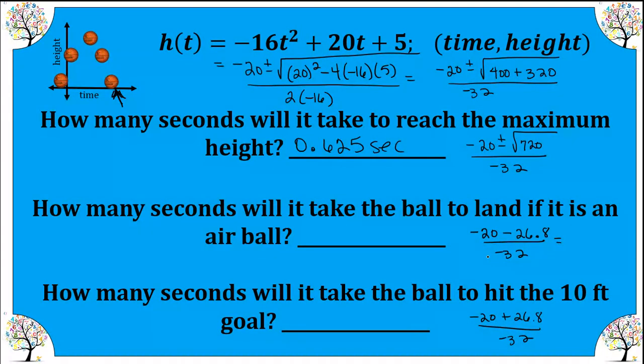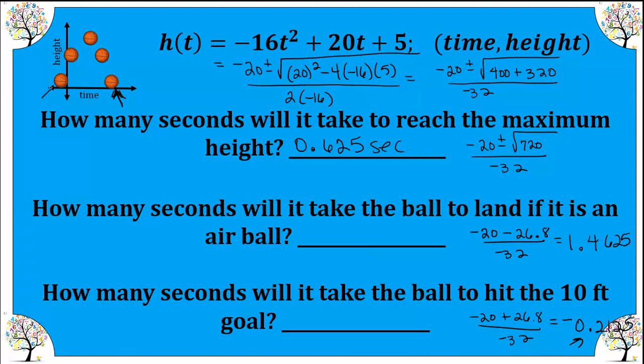So let's do this one first. We have negative 20 minus 26.8, and we're going to divide that by negative 32. So that's going to make it a positive 1.4625. And then if we do this one here, you can see that when we combine negative 20 and 26.8, we're going to get a positive, but then we divide it by that negative 32, and we get a negative value. So I get negative 0.2125.